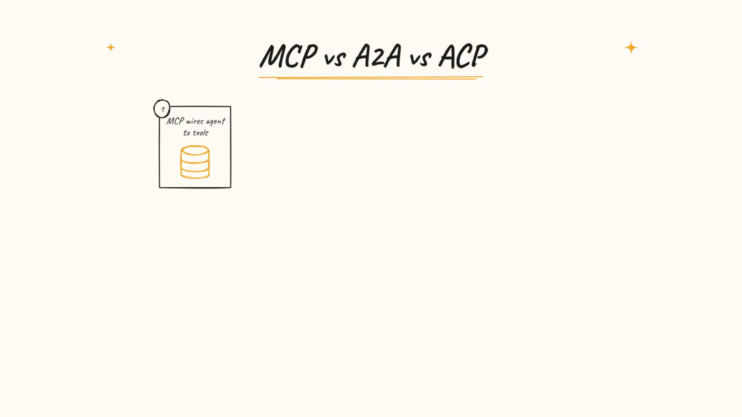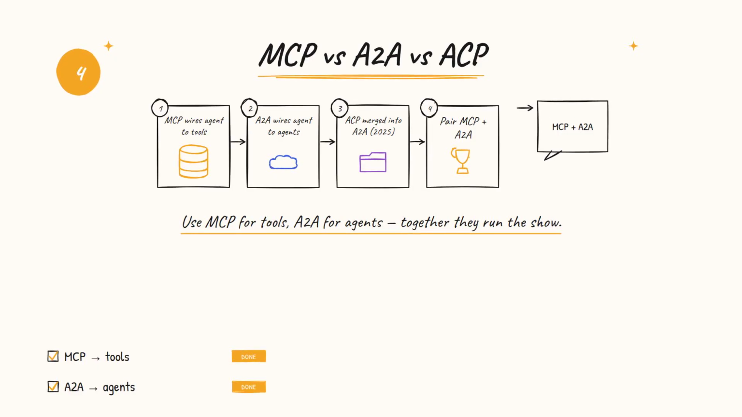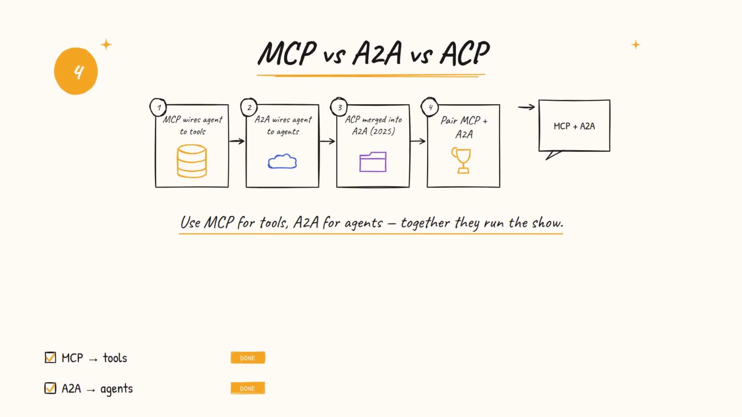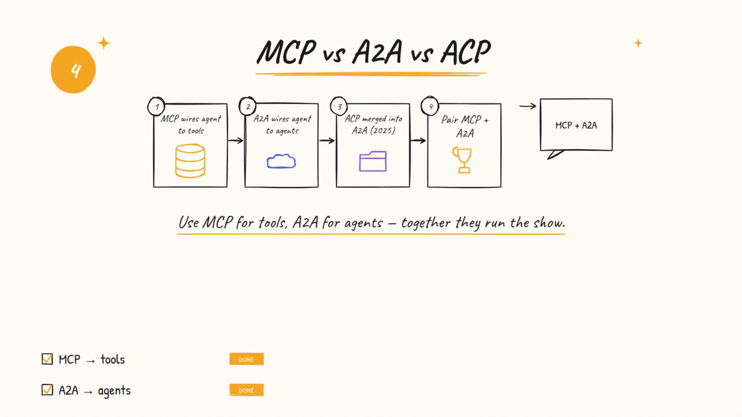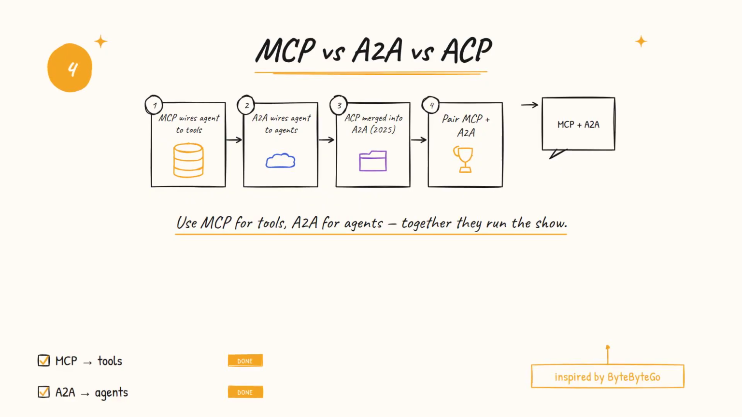So remember: 1. MCP connects your agent to tools, databases, APIs, files. 2. A2A connects your agent to other agents via agent cards. 3. ACP was REST-flavored A2A, folded into it in 2025. 4. Just know MCP and A2A, and pair them up.